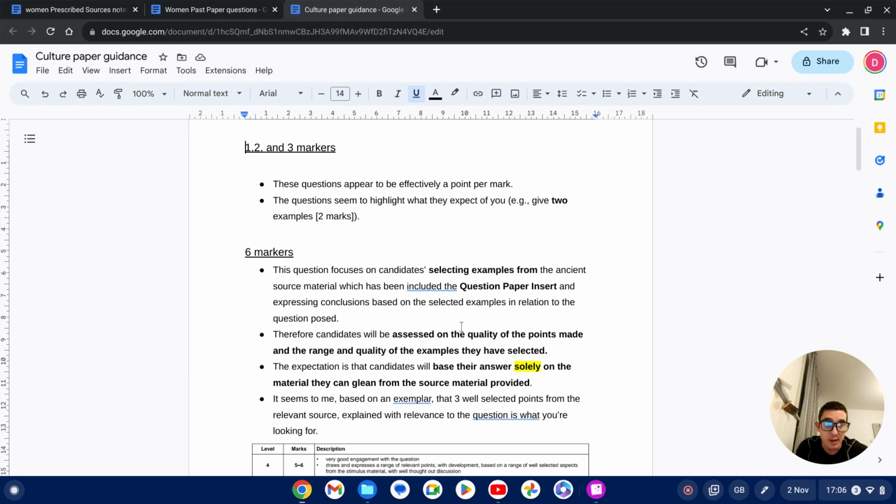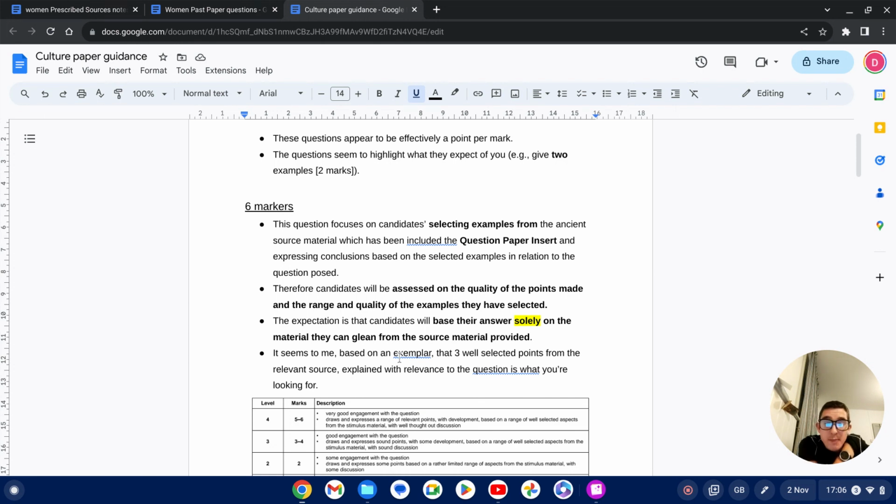So the point of these 6 markers is to say, the question might be, what does source C tell us about the roles of Athenian women? Okay, and you'd have to have a look at source C and you'd have to answer the question based on that. Okay, so you will be assessed on the quality of the points made and the range and quality of the examples you select, i.e. from that source. The expectation, and I've not only bolded this but highlighted it, is that candidates will base their answer solely on the material they can glean from the source material provided.